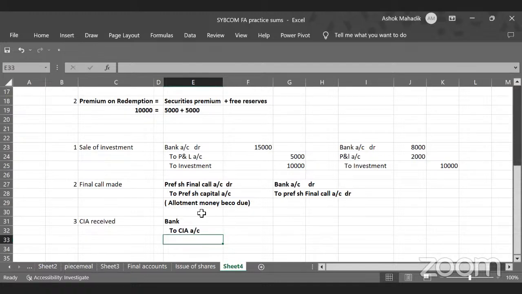So these are additional entries which will be there in your sum. Once you understand this now, it will be very easy to solve those sums. Right? Now I'll teach you the main entries which you need to pass.